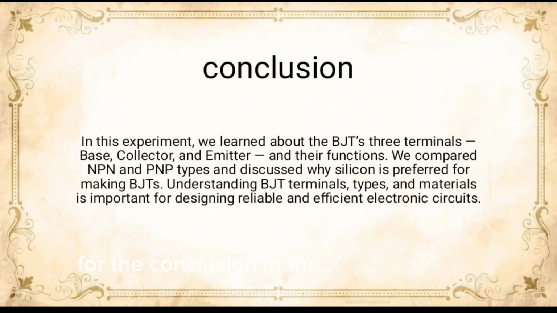For the conclusion, in this experiment we learned about the BJT three terminals, base, collector and emitter, and their functions. We compared NPN and PNP types and discussed why silicon is preferred for making BJT. Understanding BJT terminals, type and material is important for designing reliable and efficient electronic circuits.